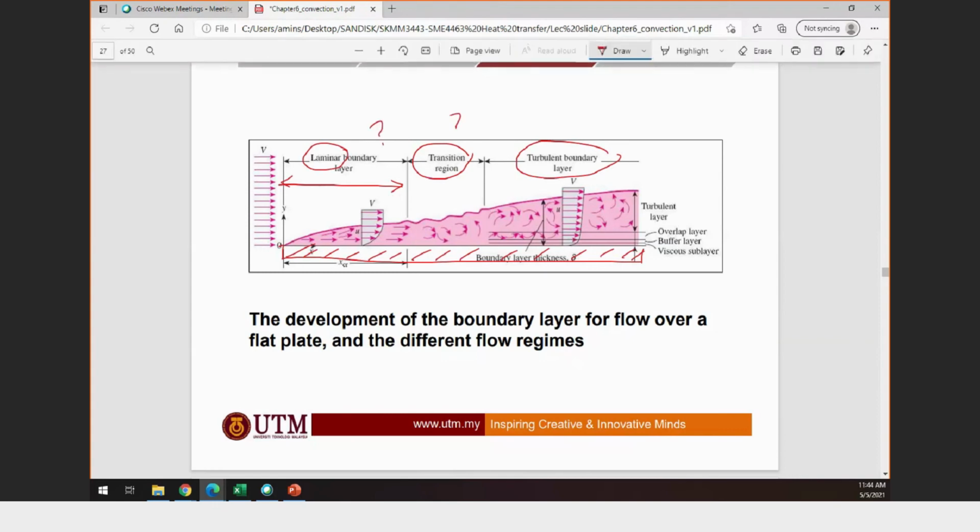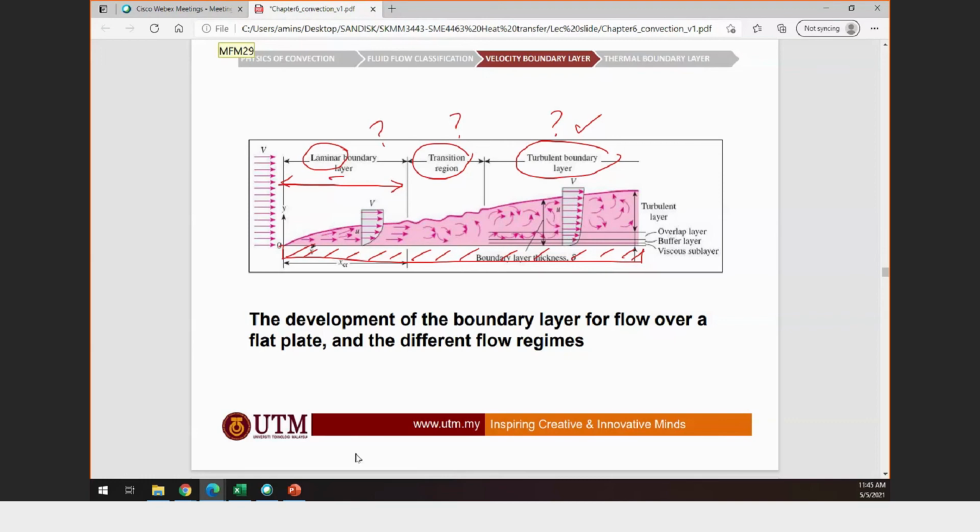If these are the conditions that you may find in your problems, you need to know which layer is dominant, whether laminar is dominant or transition. Transition is a bit difficult because transition is very small compared to laminar and turbulent. Probably laminar and turbulent is close if you use a certain length of the plate. If you use a very long plate, probably turbulent will be dominant compared to the laminar and transition. So this is how you need to understand how to define the flow type before you calculate the h value, the convection coefficient.